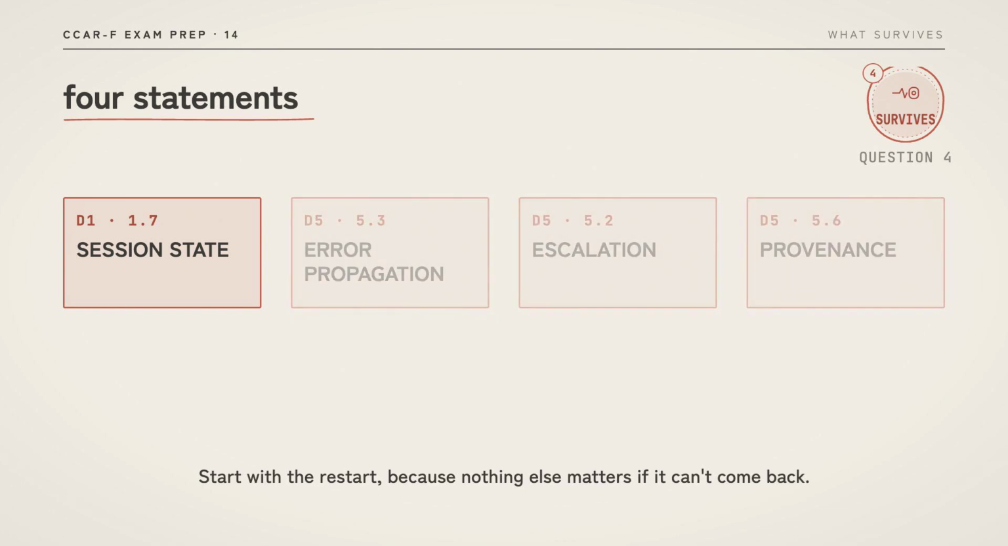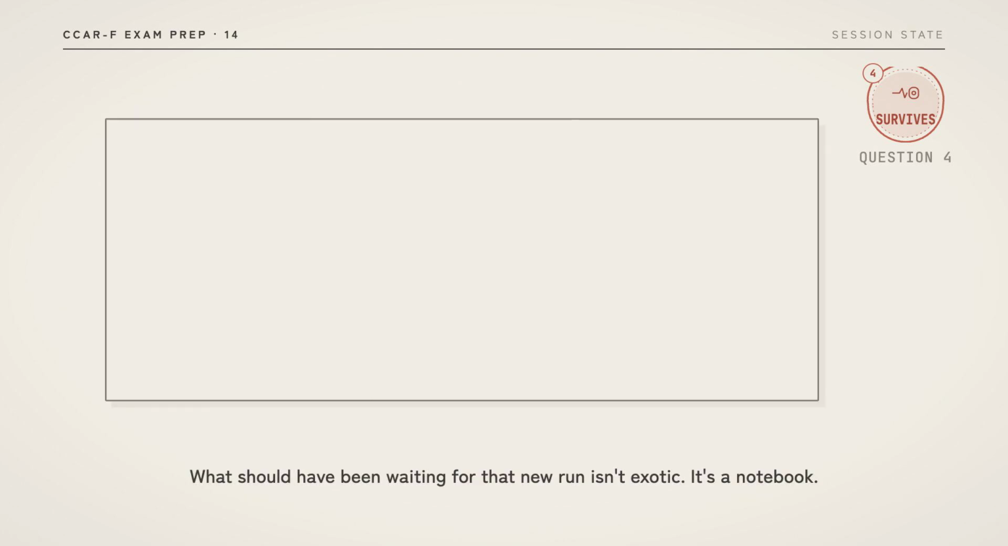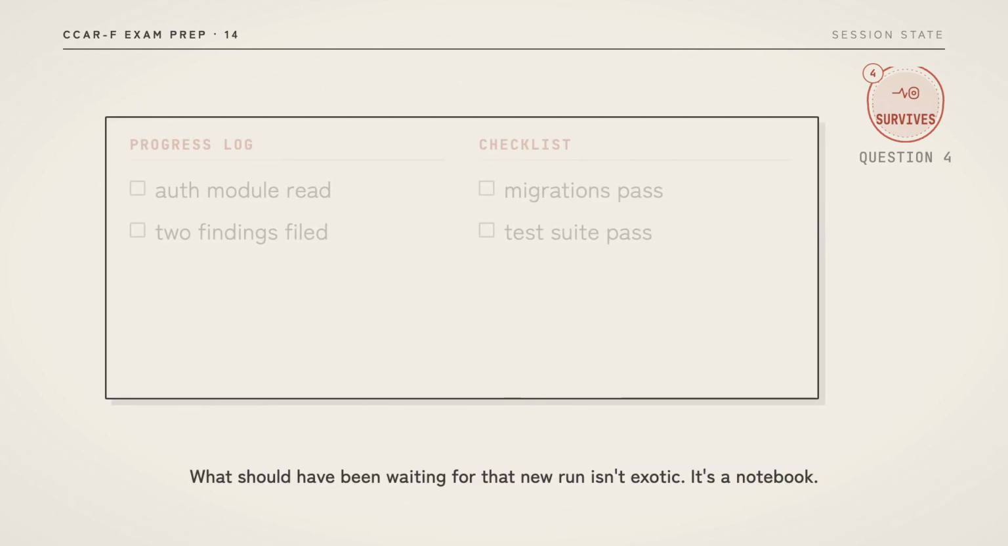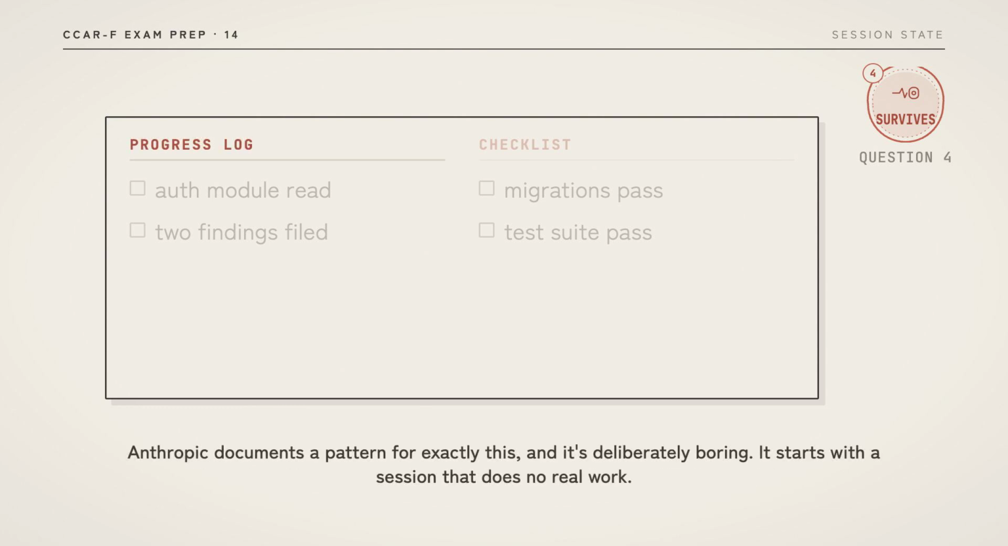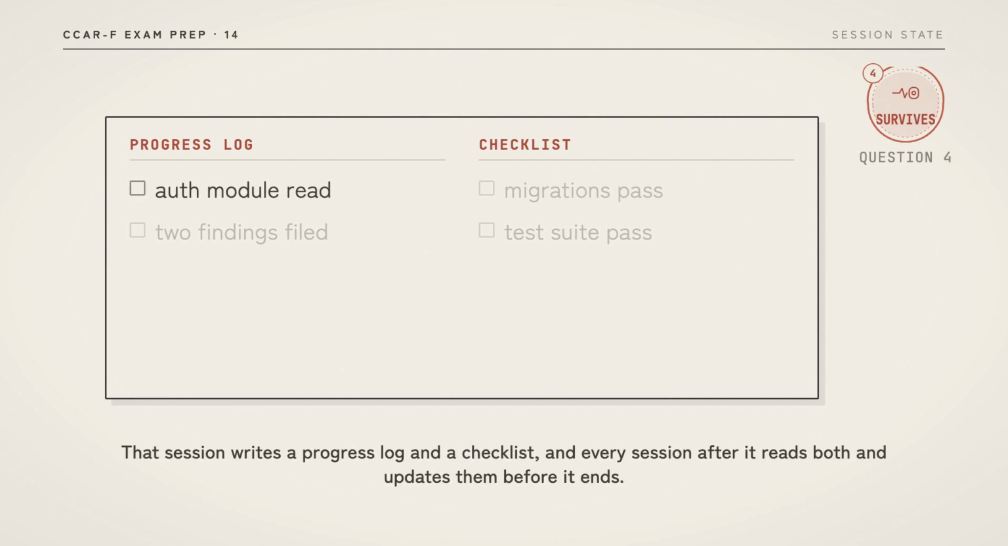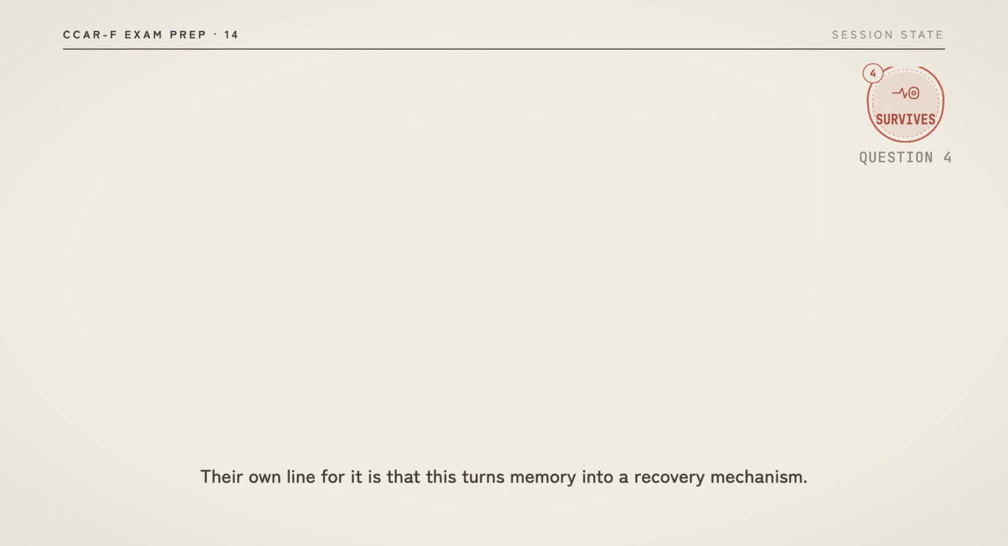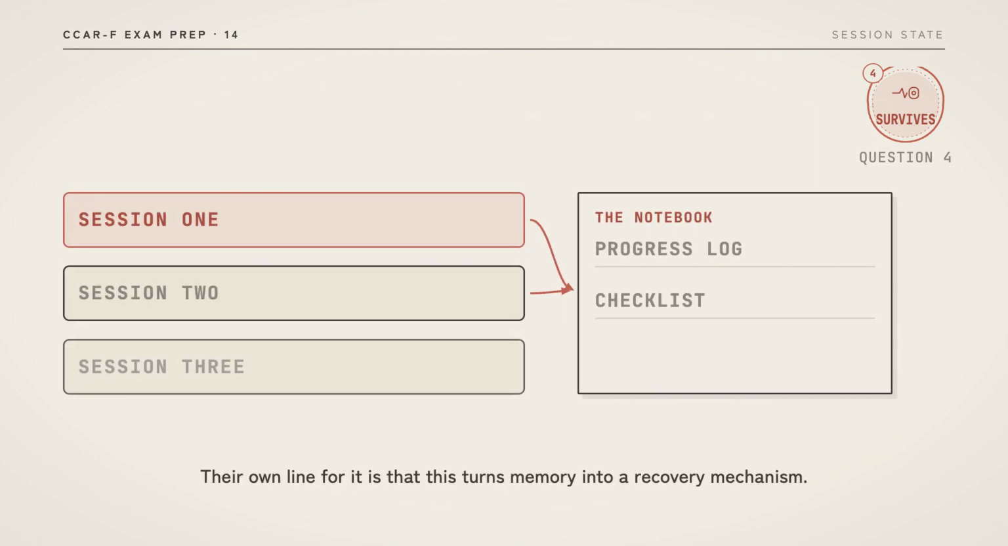Start with the restart, because nothing else matters if it can't come back. What should have been waiting for that new run isn't exotic. It's a notebook. Anthropic documents a pattern for exactly this, and it's deliberately boring. It starts with a session that does no real work. That session writes a progress log and a checklist, and every session after it reads both and updates them before it ends. Their own line for it is that this turns memory into a recovery mechanism.